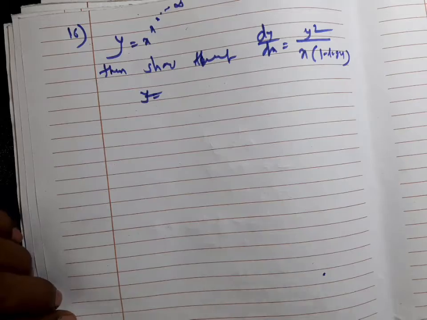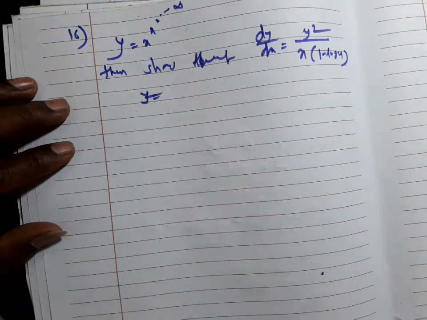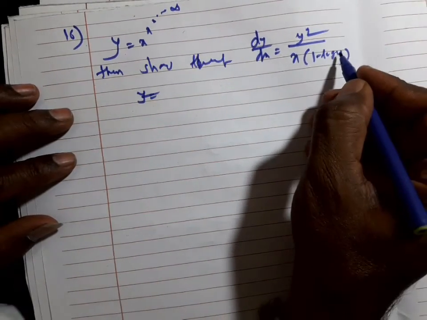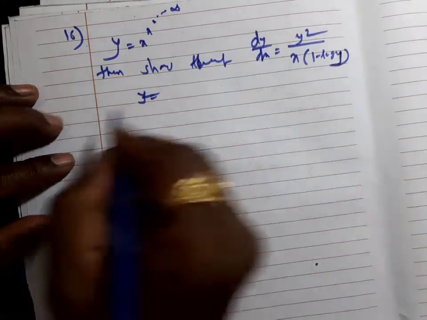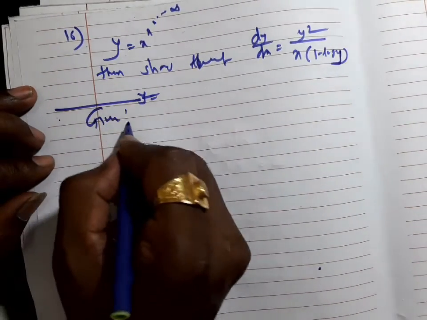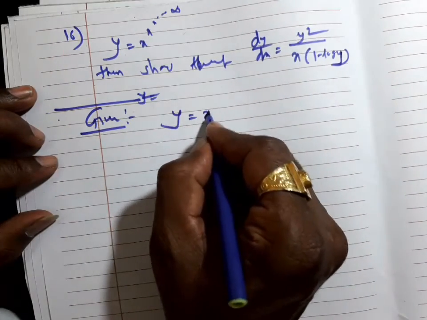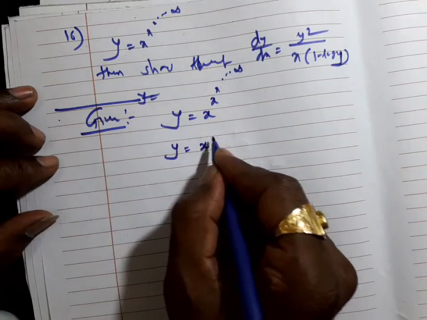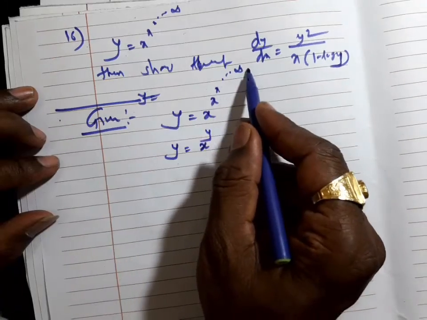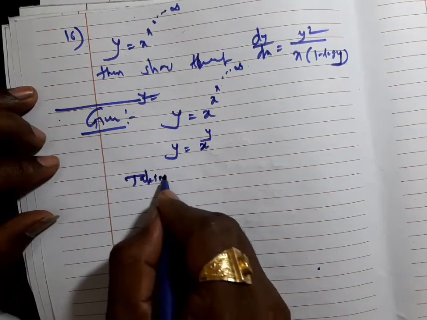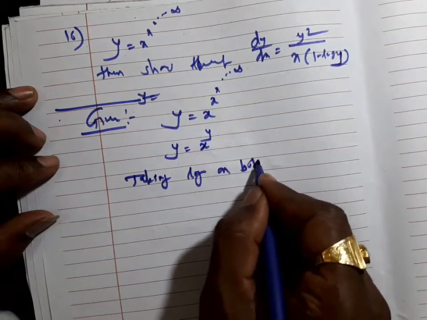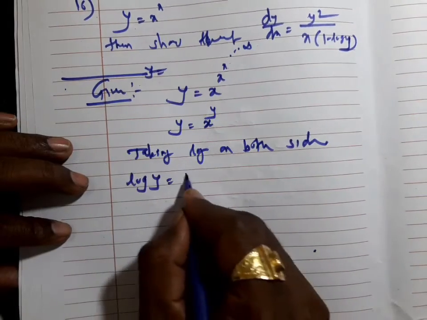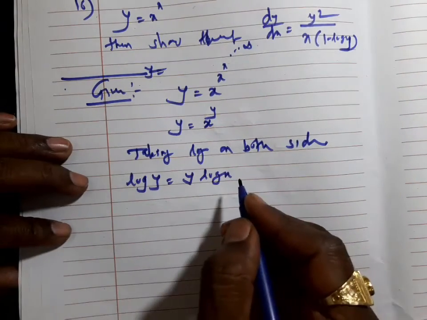Example number 16. y is equal to x raised to x raised to x and so on to infinity. Show that the derivative is y square upon x into bracket 1 minus log y. Given y is equal to x raised to infinity. So this is x raised to y, because x raised to infinity is again y. Now taking log on both sides, log y is equal to y log x.